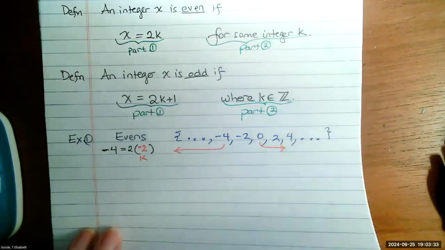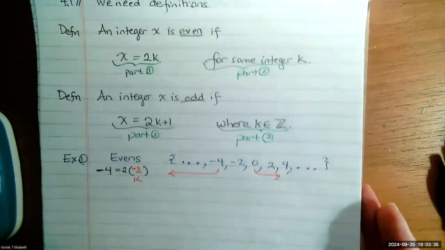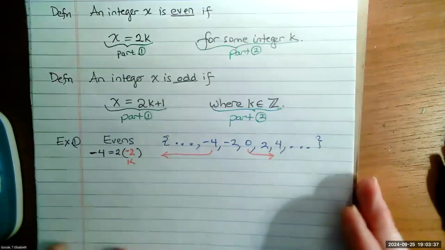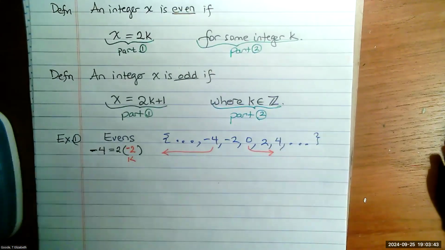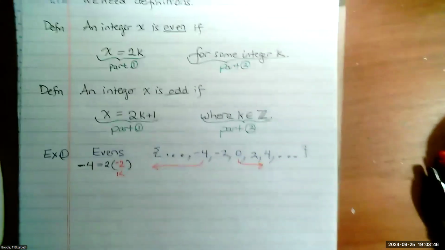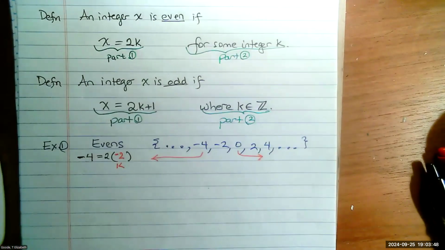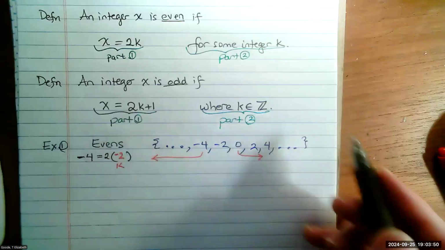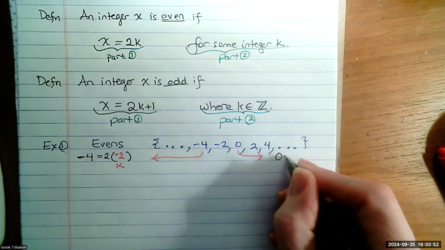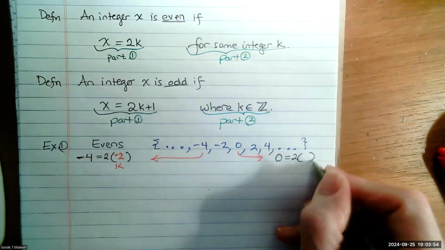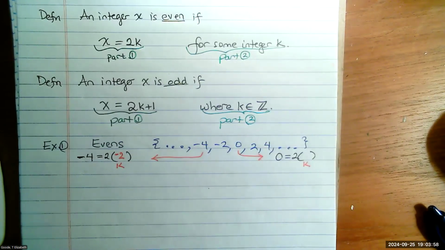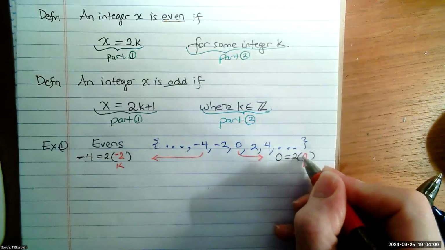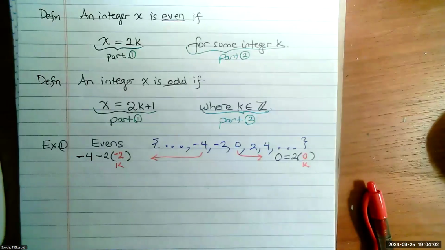It's not positive nor is it negative, but it does have parity. Parity, P-A-R-I-T-Y. That's the evenness or oddness of an integer. It has parity. And 0 is even. How can we prove 0 is even? Well, let's see. 0 would have to equal 2 times some integer k. What would k be, folks? 0. Yep, nice. Good. So that's the evens.